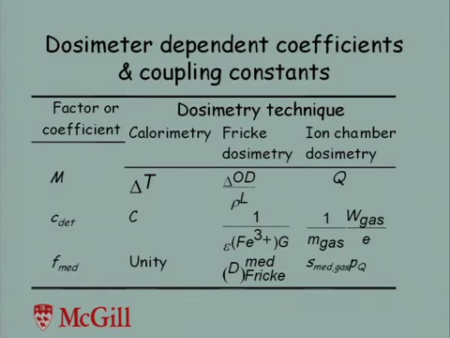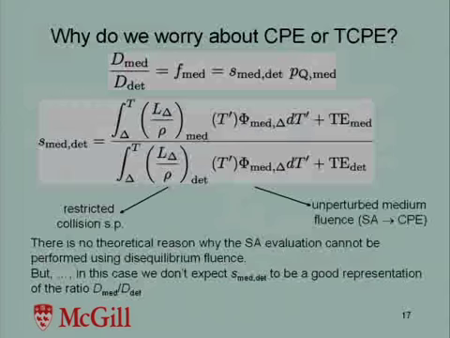For example, for a calorimeter, the M would be a temperature rise, the C would be the specific heat capacity, and there would be no conversion. For a chamber, you would have the charge. You convert it to dose to the medium with this factor, involving the average energy to produce an ion pair and the mass of the gas, and then you have the stopping power ratio and the perturbation corrections.